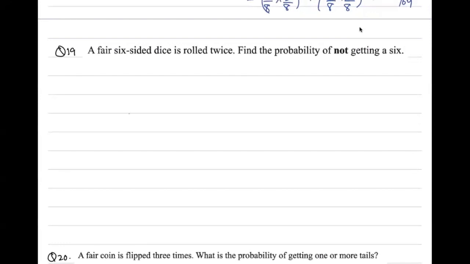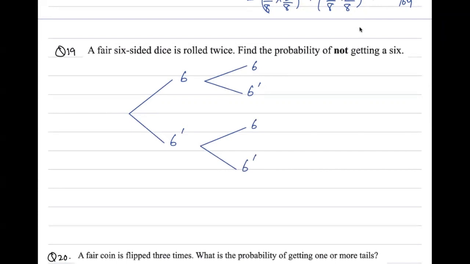So let's say you roll the dice and you can consider two options. Either you get a 6 or you don't get a 6. If you get a 6, then on the second dice, you either get a 6 or you don't get a 6. If you don't get a 6 on the first attempt, then on the second attempt, you either get a 6 or you don't get a 6. That's the tree diagram.